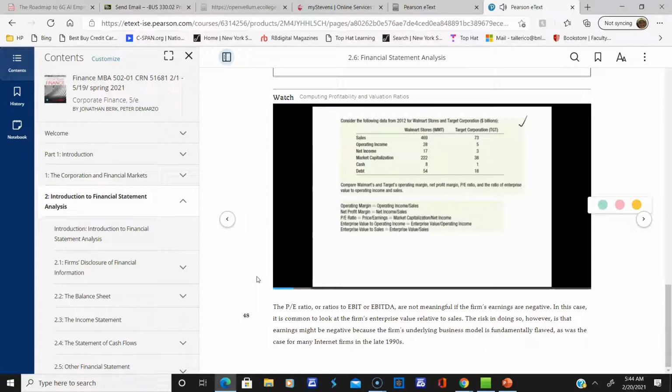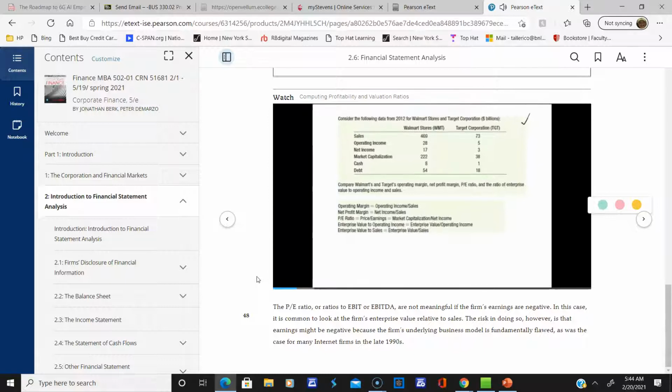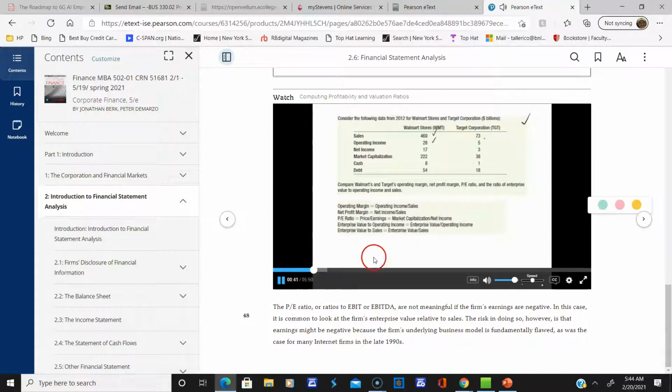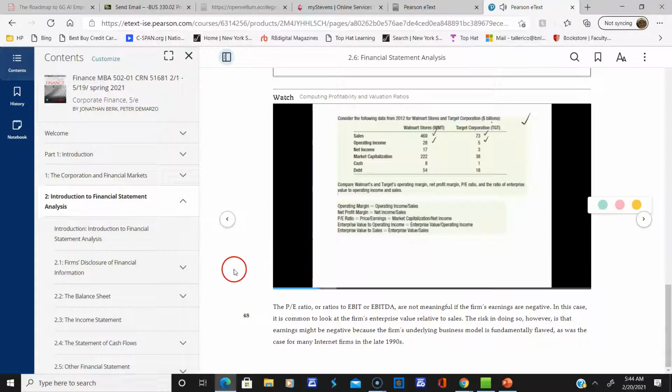We have all the information we need. We just need to take the formulas for each metric and combine the right data. So if we go here to the table and we say, okay, let's start with operating margin, operating income over sales. So for Walmart, operating income is 28, sales is 469, and similarly for Target, we've got 5 and 73. So you see Walmart's actually much bigger than Target, and they have slightly different value propositions in that Target tries to aim for a somewhat higher end product than Walmart.